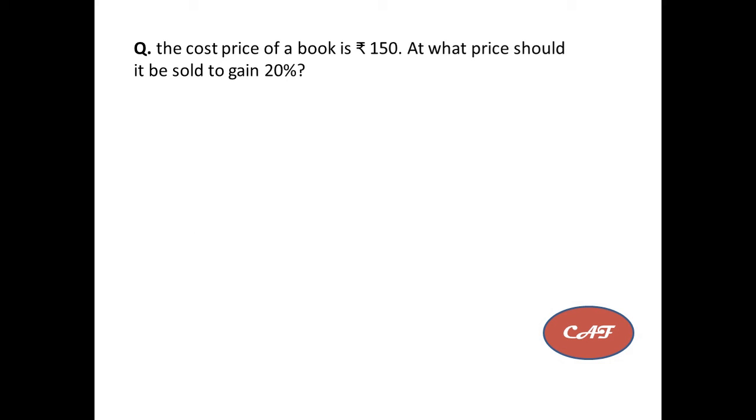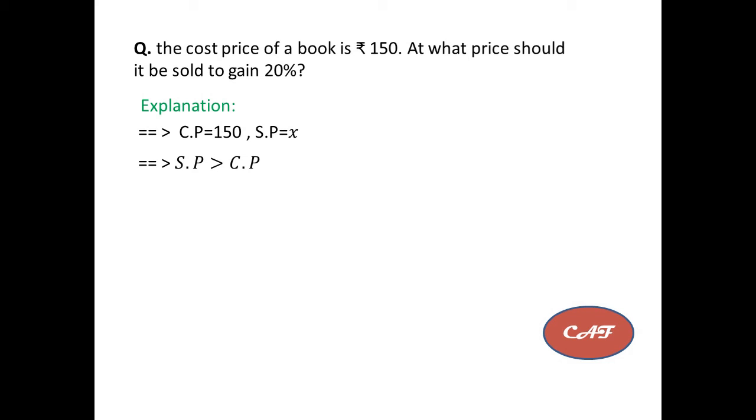Next question. The cost price of a book is 150 rupees. At what price should it be sold to gain 20%? Here they gave CP, cost price they gave, and they gave profit percentage also. We have to calculate SP. So CP is equal to 150. I don't know what is the selling price. We have to find out that one only. So I am assuming selling price is equal to X.